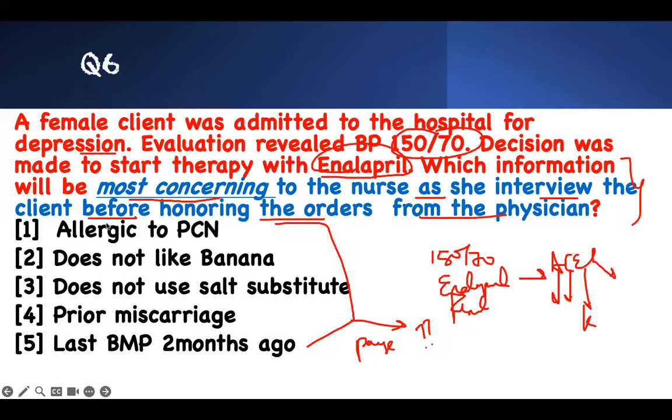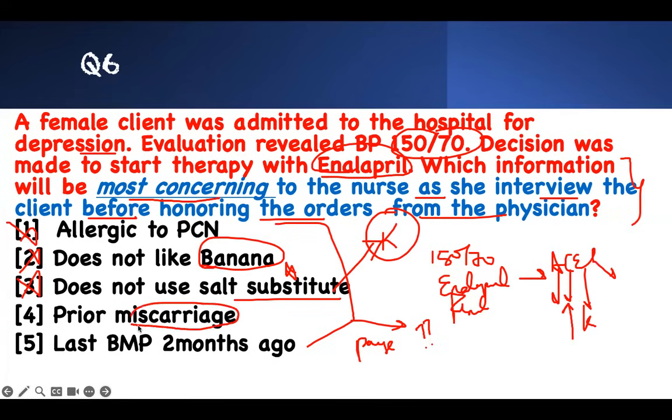Having a penicillin allergy does not correlate to that. Does not like banana, excellent. Your potassium is going to go up anyway, so if you hate banana, we're good. Does not use salt substitute. Salt substitute is mostly potassium salt. So if they don't use salt substitute, that means the potassium will be fine.